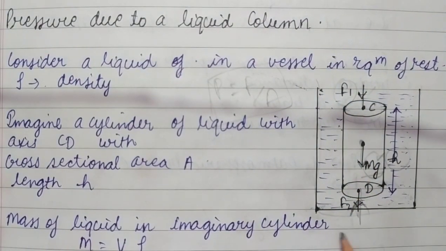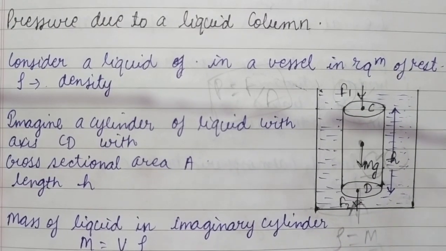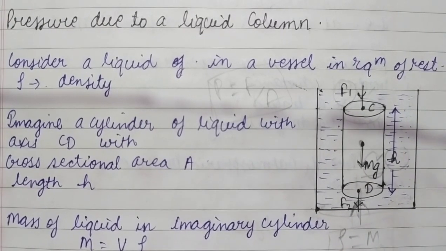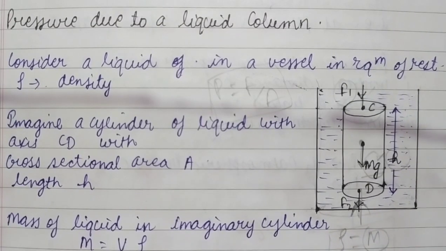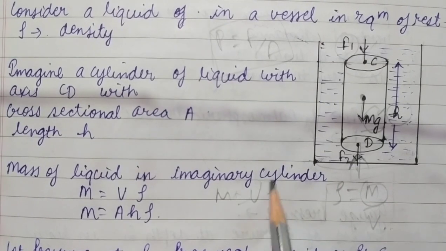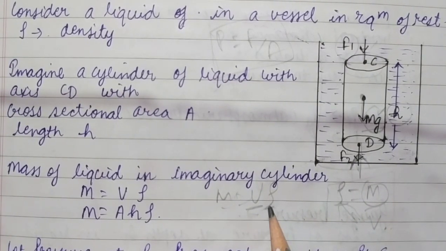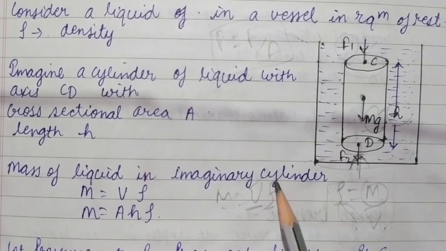We already know what density is. Density is equal to mass per unit volume. From this formula, if we try to find the mass, it will be volume into density. Oh sorry, not velocity, it is volume into density.